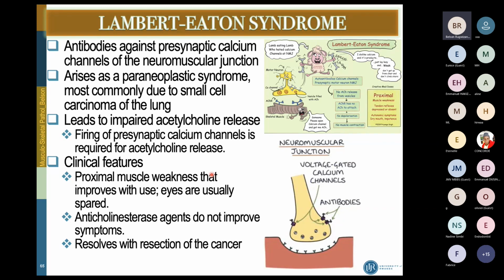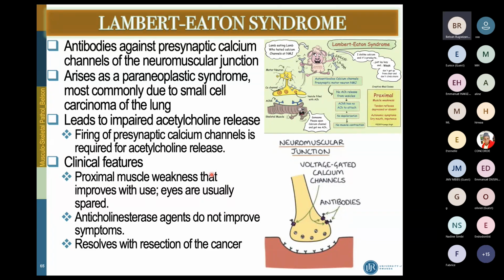You understand the difference. In myasthenia gravis, the weakness worsens with use, and here it is the opposite. It will improve with use. Eyes are usually spared. So this is another difference. In myasthenia gravis, the eye is usually affected. Another thing, if you give cholinesterase agents, they will not improve. So all of these can help you to diagnose which is which among these two.